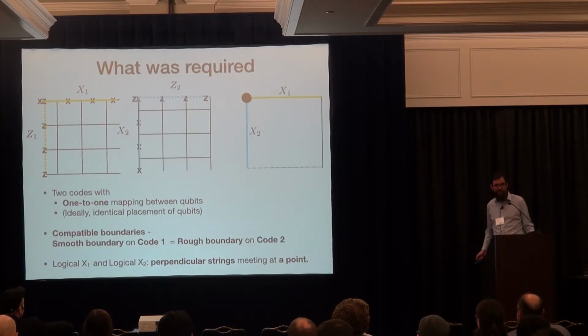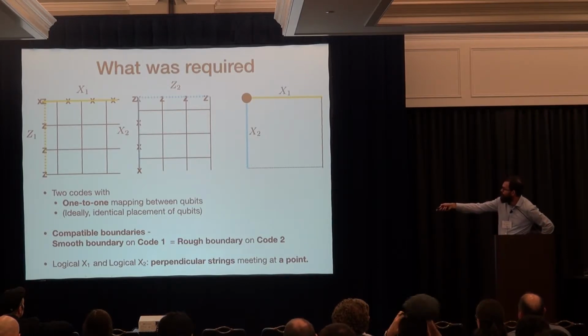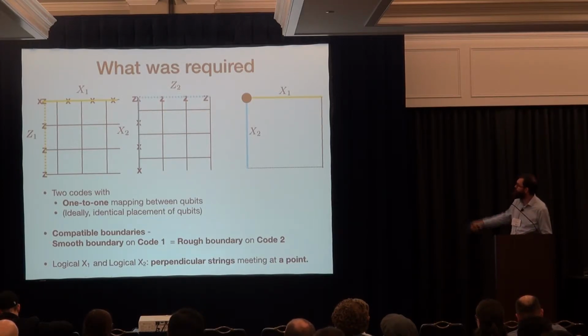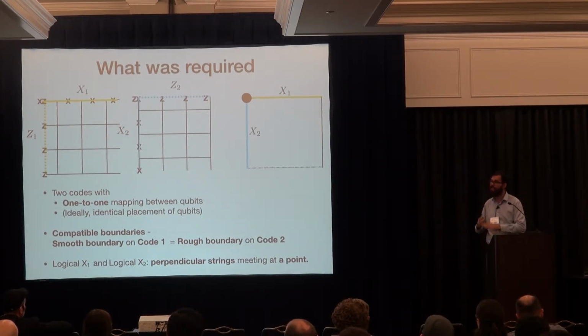So what did we need for this to work? It's a very simple construction. We just needed this one-to-one mapping between the qubits in the code. We needed compatible boundaries, and we needed the fact that the smooth boundary here maps to the rough boundary in this code and vice versa. And we needed the fact that the logical X's for our two codes were represented by perpendicular strings, and that these always met at a single point.